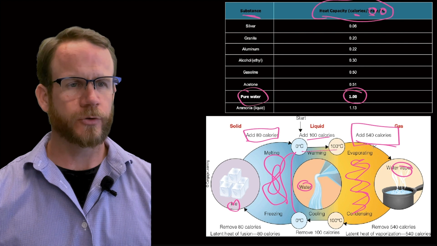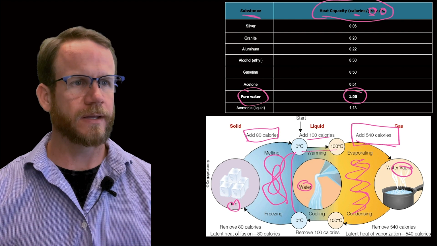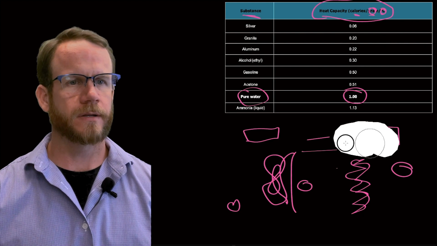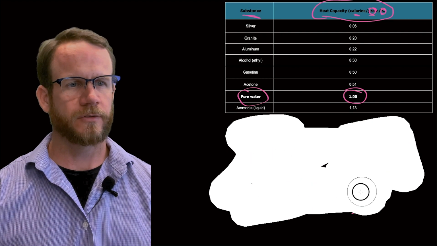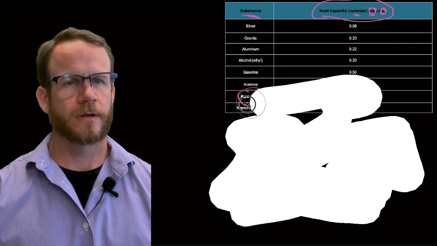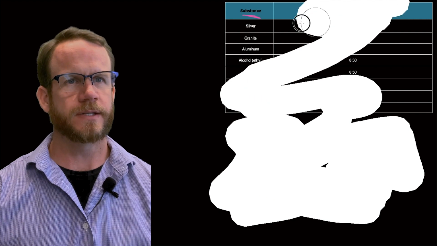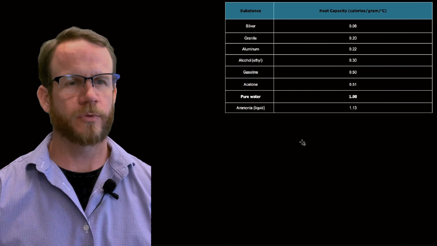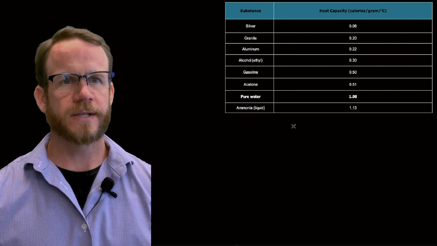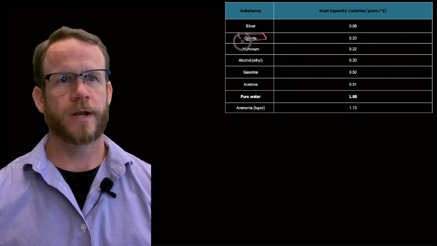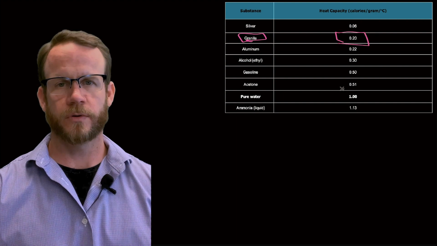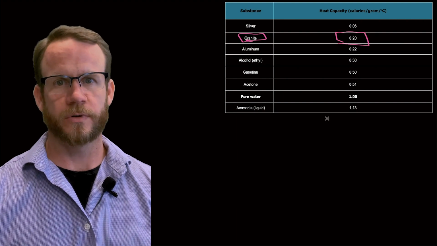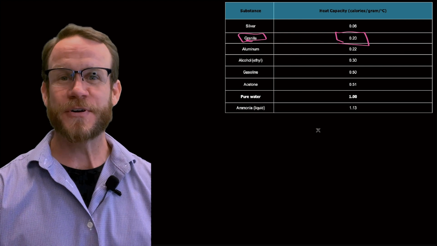All right, so that's great for water. Let's go ahead and get rid of this figure and get rid of my doodles here, and let's look at some of these other substances, just to give you an idea of, again, why water is pretty amazing. So let's look at something like granite. We see granite up here, and it has a heat capacity of 0.20 calories per gram per degree Celsius.